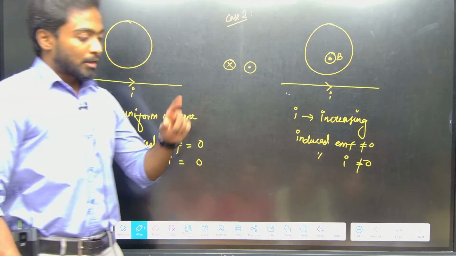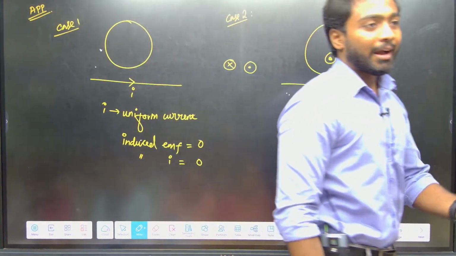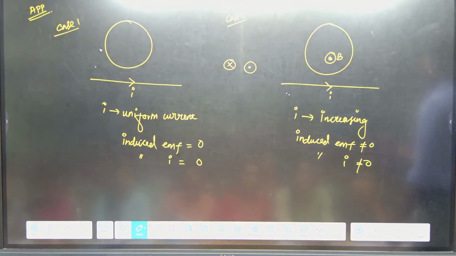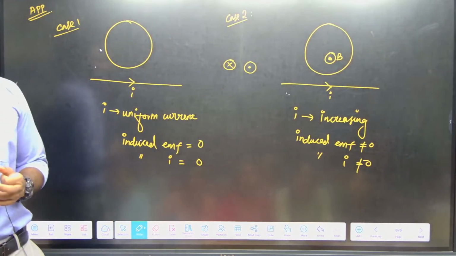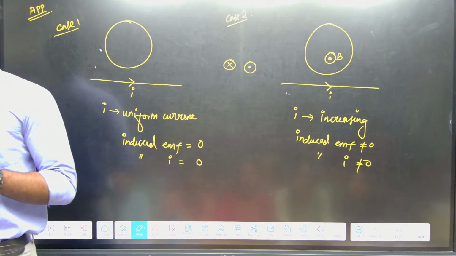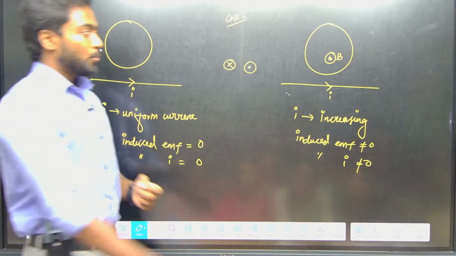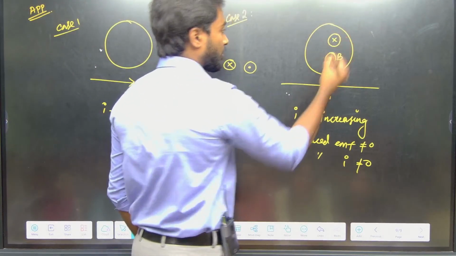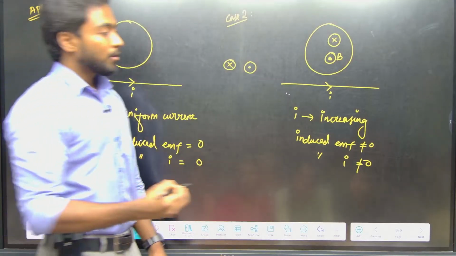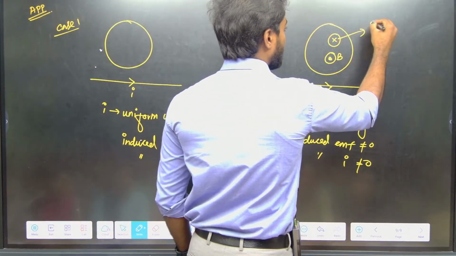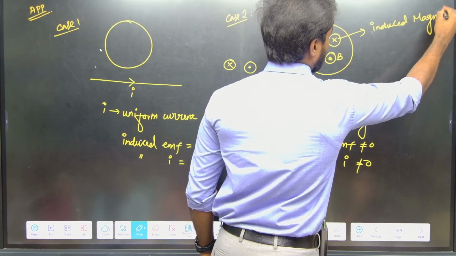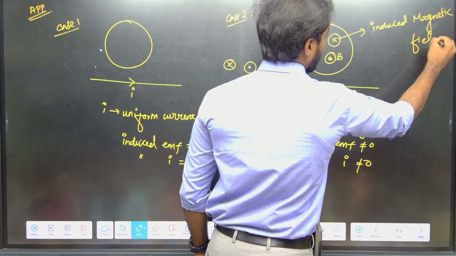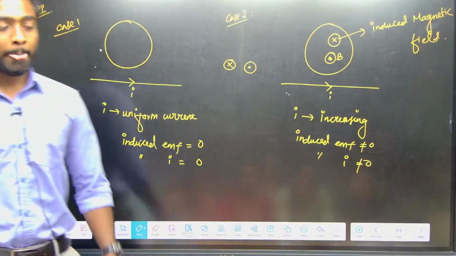Okay. Now the question is, I need to reduce the current. So to reduce the current, I need to oppose the magnetic field, right? So in which direction should I oppose? The opposite direction, which means this is my opposite direction. And this is called the induced magnetic field. Induced magnetic field. Listen carefully.